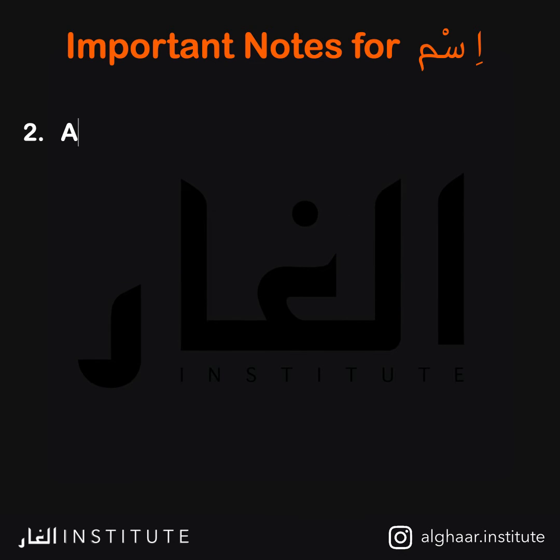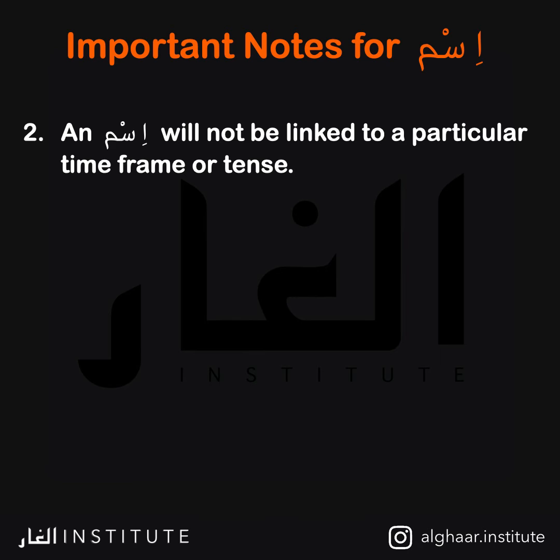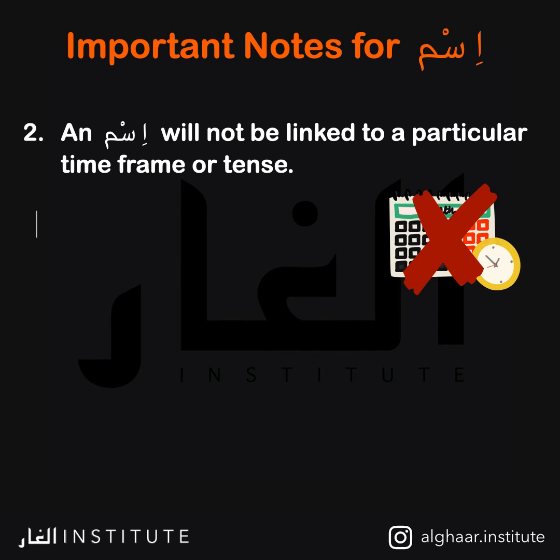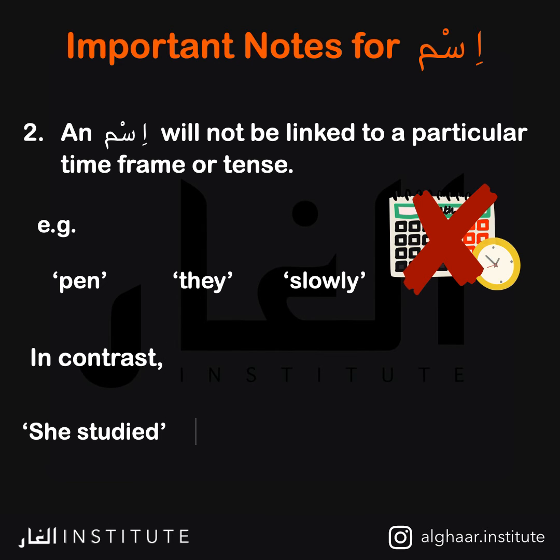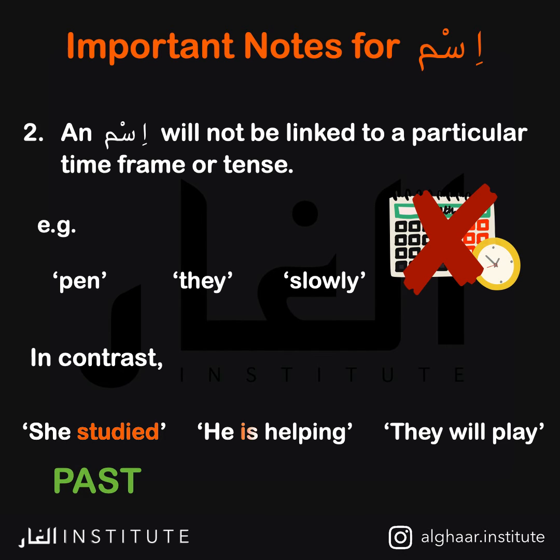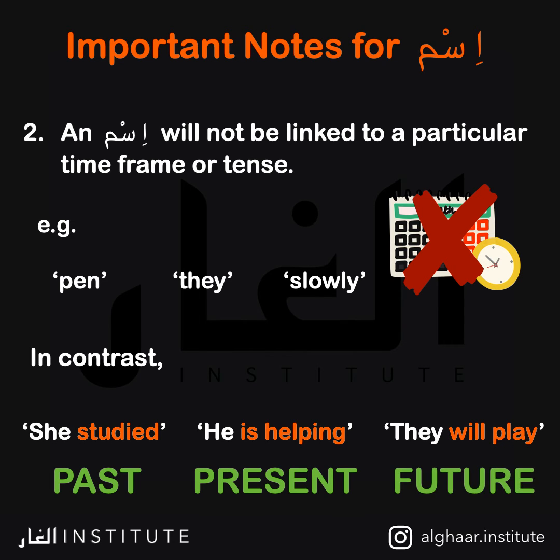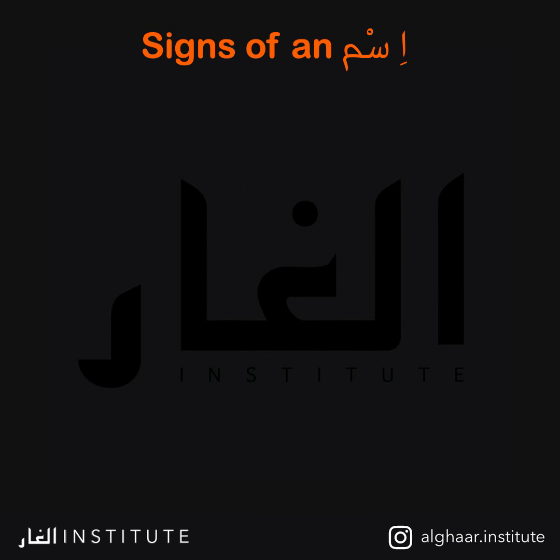The second point to note is, an ism will not be linked to a particular time frame or tense. For example, if I say pen, or they, or slowly, there's no time frame linked here. In contrast, if I said she studied, or he is helping, or they will play, each of these has a time frame linked to it. She studied is the past tense, he is helping is the present tense, and they will play is the future tense.